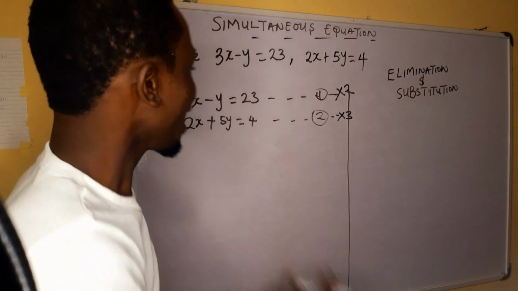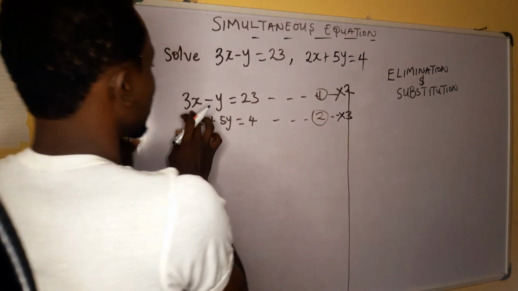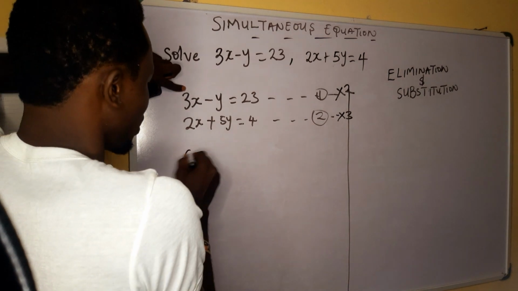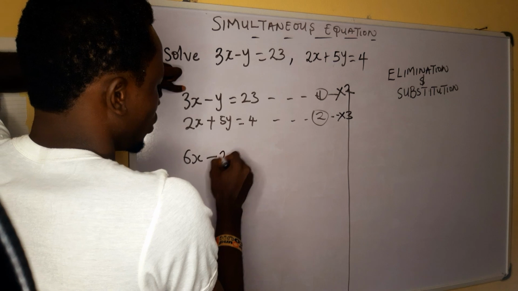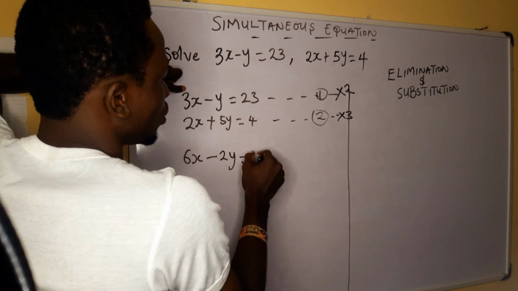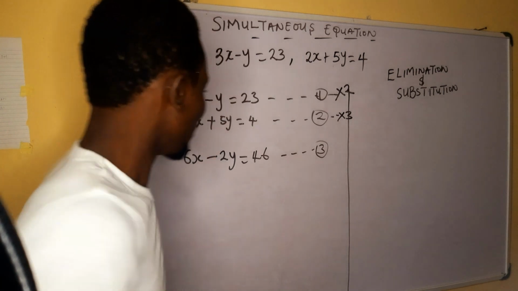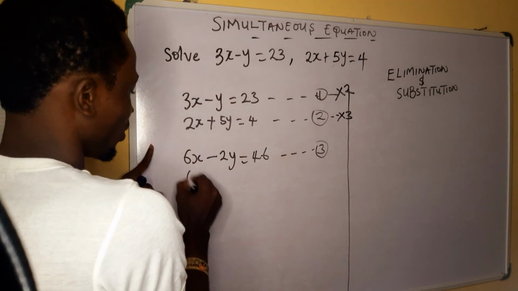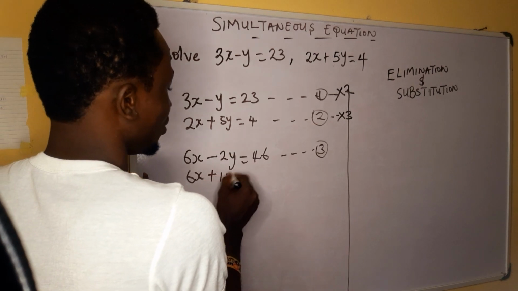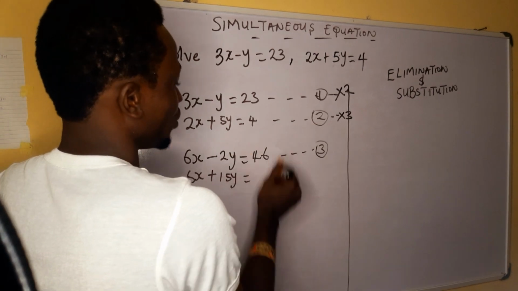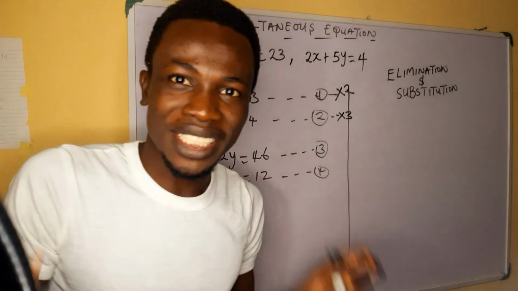Now I'm not just multiplying this, I'm multiplying the whole equation. So 2 will multiply this: 2 times 3x gives us 6x, minus 2 times minus y gives us minus 2y, then 2 times 23 gives us 46. This is now my new equation 3. I hope you're following. Then 3 will multiply 2x to give us 6x, 3 times 5y gives us 15y, and 3 times 4 gives us 12. This is my equation 4. I hope you're following the steps that I'm using.